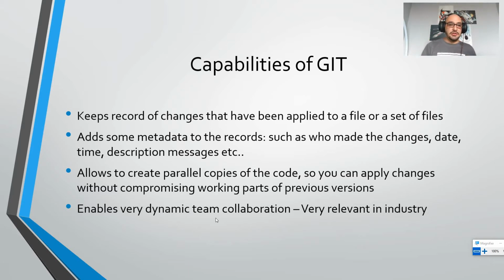The other thing that Git allows you to do is create parallel copies of your code. So you can apply changes without compromising parts that are already working. If you have a piece of code that is working nicely, but you want to add something new without breaking it, you can create a new copy and add it there, and you know that the original version is intact. It also allows very dynamic team collaboration. This is very relevant in industry because everybody works with Git repositories. It really facilitates the interaction between developers working on the same project.